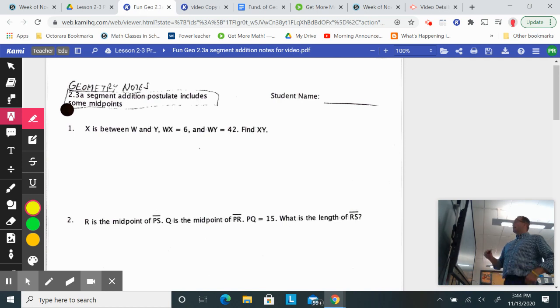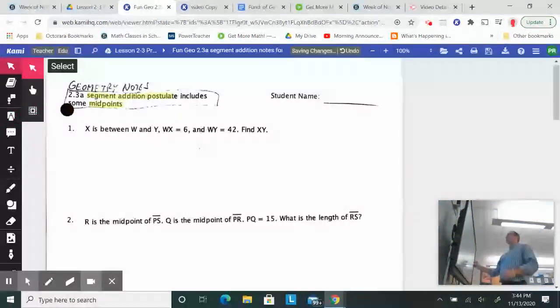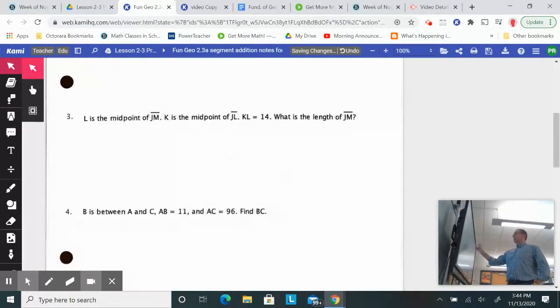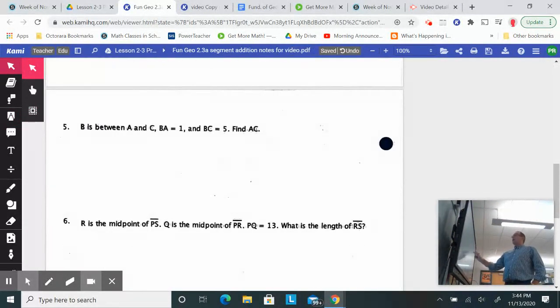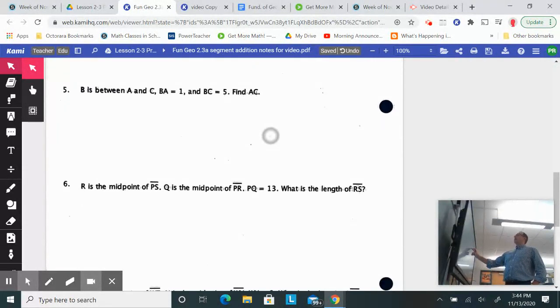All right, in this mini lesson, we're talking about, once again, the segment addition postulate, and we're going to be looking at midpoints, what to do with midpoints. I think what a midpoint is, it's a point that's in the middle of a segment. I'm going to move past the first couple problems, because we'll do those in class. Let's go right to number 5.